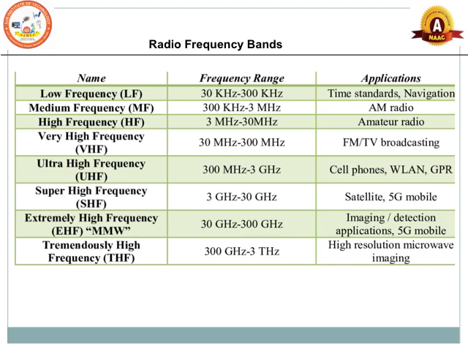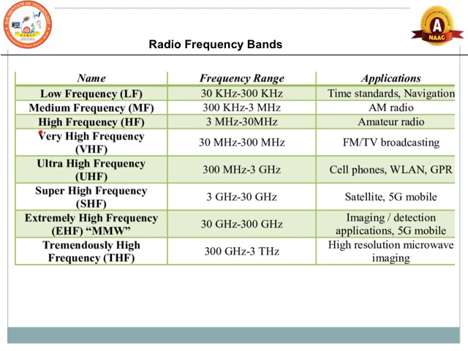This is the most important table, which gives the radio frequency bands with their frequency ranges as well as the applications. This is most important from the exam point of view. In the first column we have the name of the radio frequency band. The second column has the frequency range, and in the third column we have the applications in which this radio frequency is used. The first one is low frequency, named LF. It is in the frequency range of 30 kilohertz to 300 kilohertz. It is used in time standard applications and navigation applications.